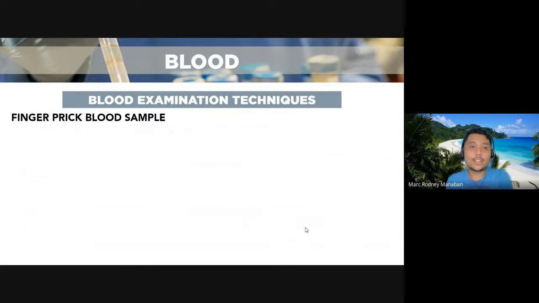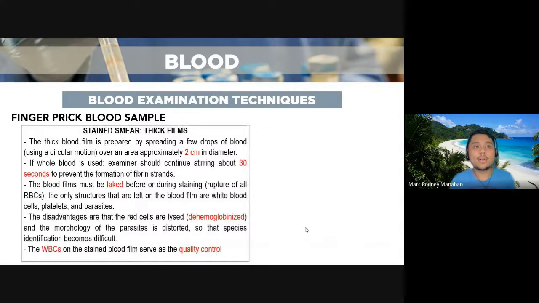Now, for the making of your thick films, again from a finger prick blood sample, you put about 2 to 3 drops of blood at the center of the slide. And then using the edge of another slide, you stir the drops of blood together in a circular motion until you achieve a diameter of about 2 cm, or comparable to the size of a 25 centavo coin, okay? So if it forms this 25 centavo coin appearance, then that's already acceptable.